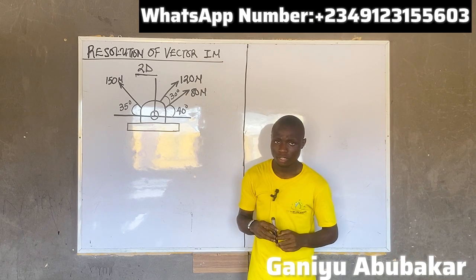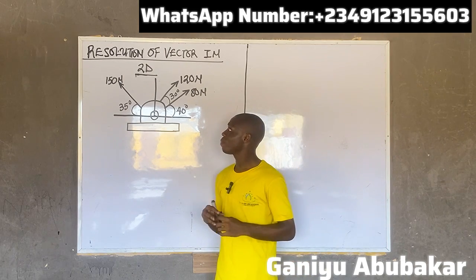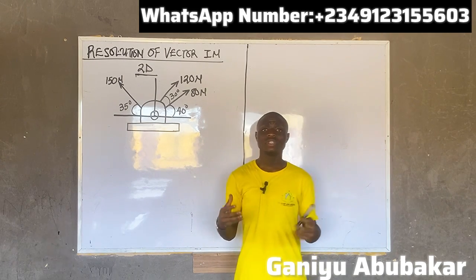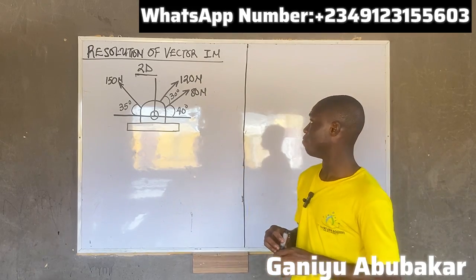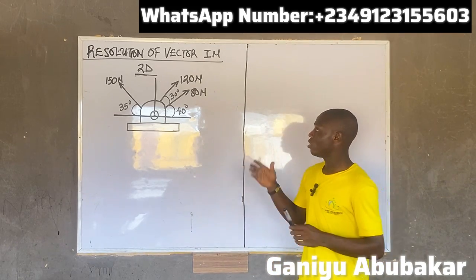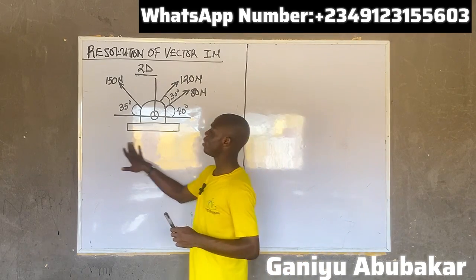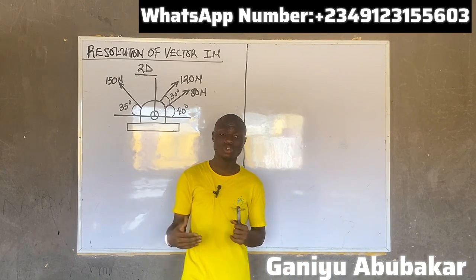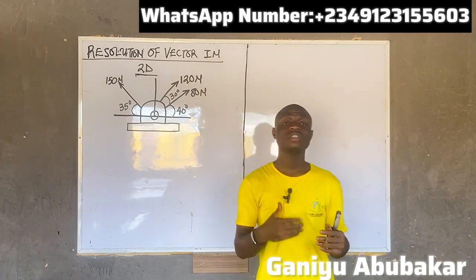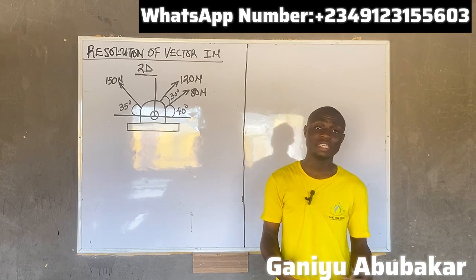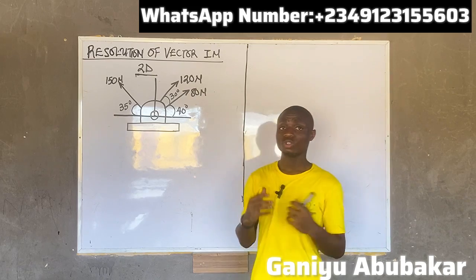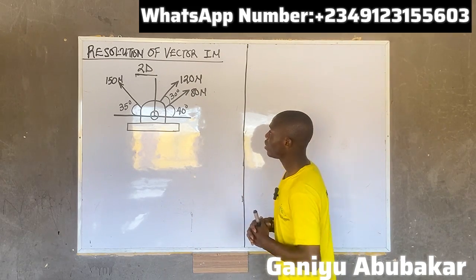Welcome back. For this question, let's solve yet another example in the study of resolution of vectors in 2D. We're asked to find the resultant force, its magnitude, and then the direction. So what do you do in this case?